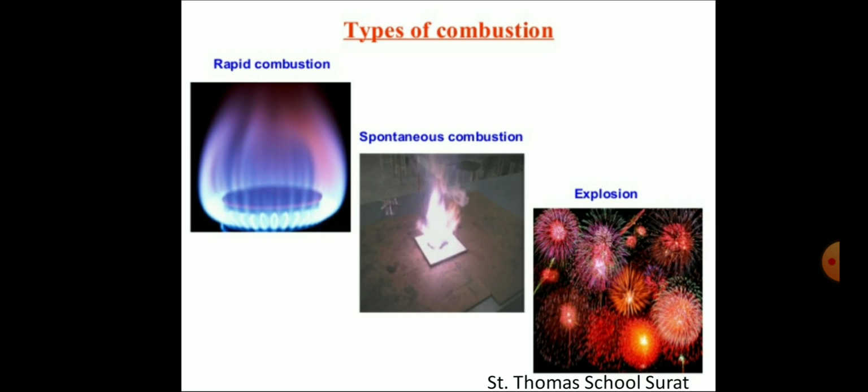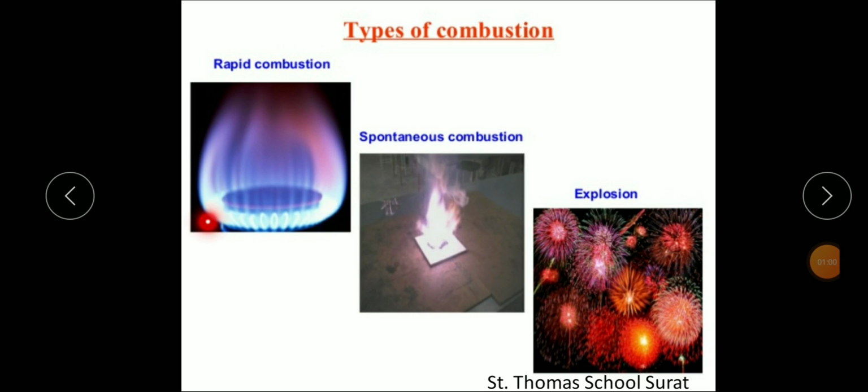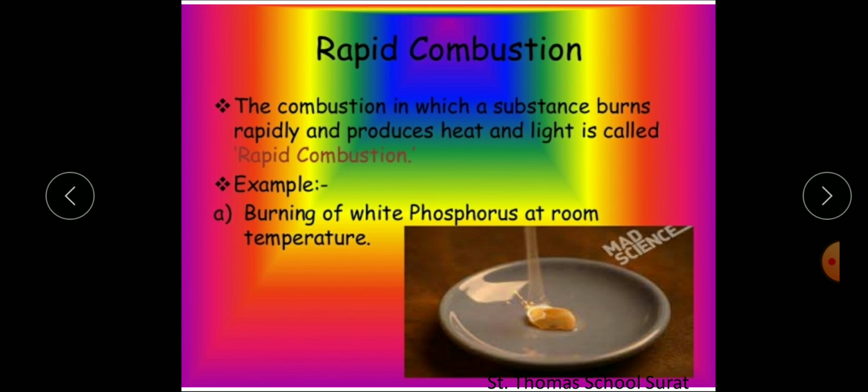There are three types of combustion. One you can see, that is rapid combustion, spontaneous combustion, and the third one is explosion. So these are the three types of combustion. Let's see what is rapid combustion.